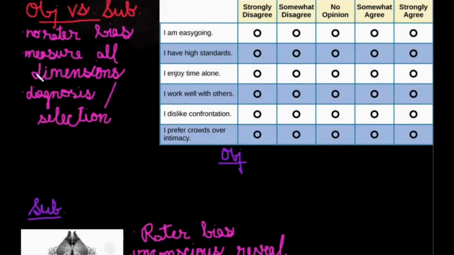Second one is that objective tests in psychology measure all the dimensions of psychological attributes. Like they measure intelligence, they measure aptitude, they measure interest, they measure personality, they measure values.